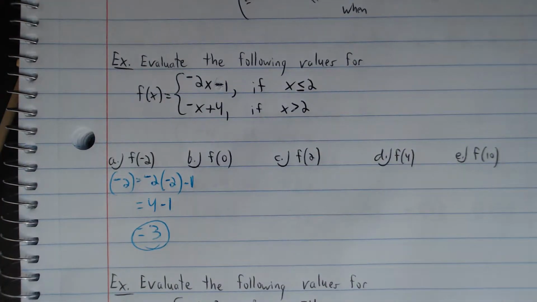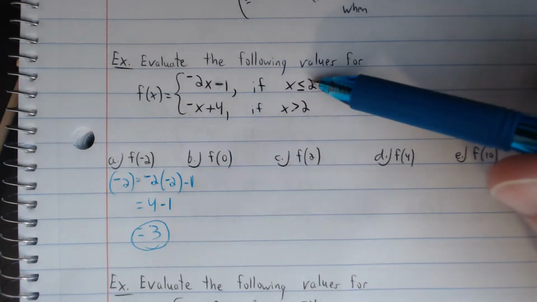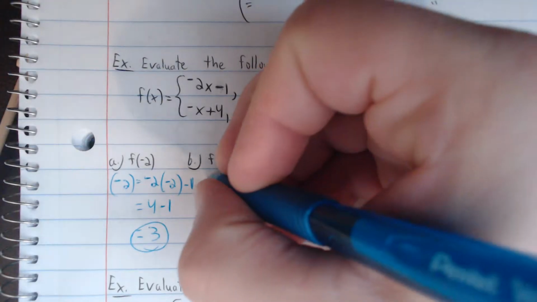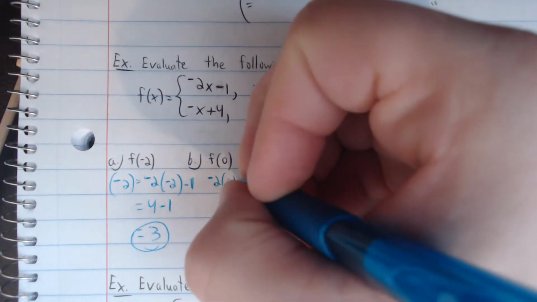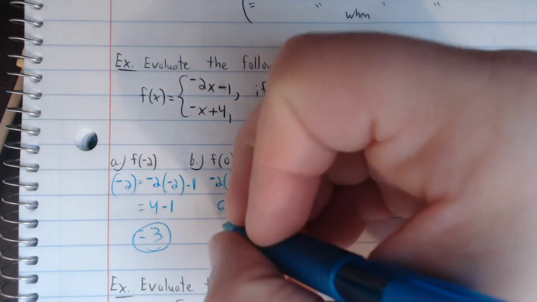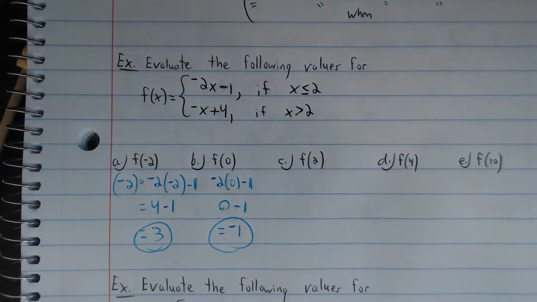And we continue to do this in the same fashion. We look at the next value, 0. 0 is less than 2. We're going to plug it into this function. So we've got negative 2 times 0 minus 1. Negative 2 times 0 is 0, minus 1. That gives us negative 1 for a solution.